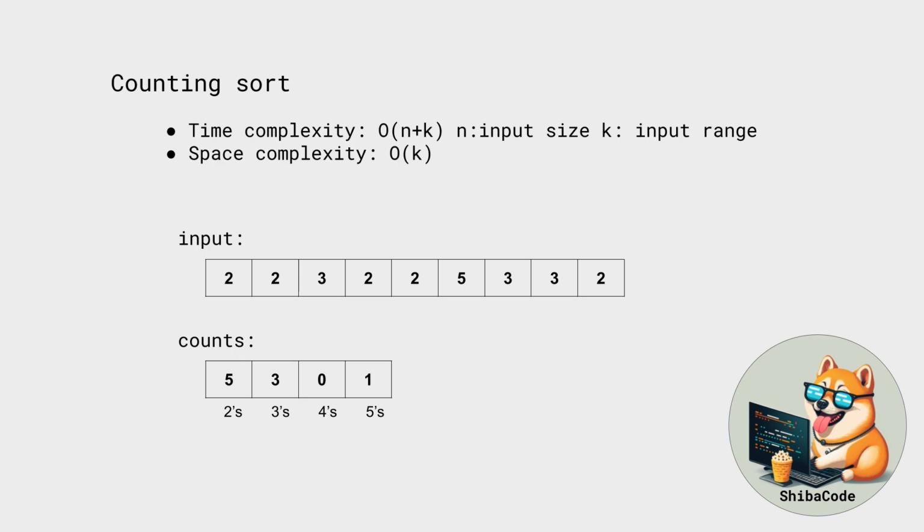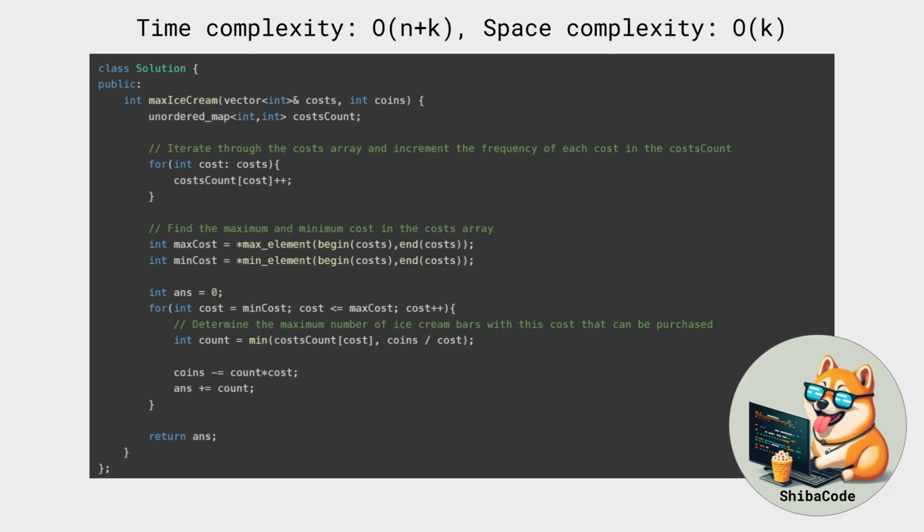While this was just an extreme example, the choice of algorithm should be based on the specific constraints of the problem at hand. Factors such as the size and range of the input should be taken into consideration when choosing an algorithm. Let's take a look at a C++ implementation that uses counting sort.